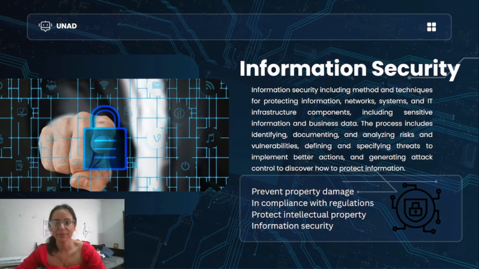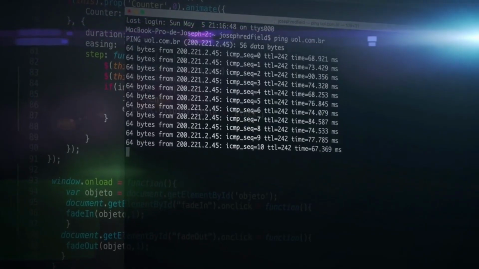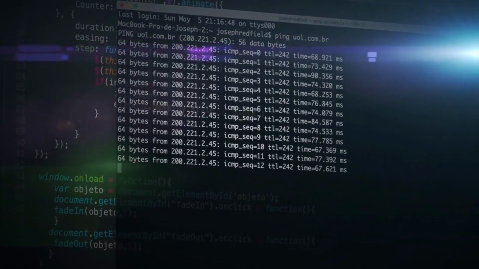Information security, including methods and techniques, is about protecting information, networks, systems, and IT infrastructure components, including sensitive information and business data. The process includes identifying, documenting, and analyzing risks and vulnerabilities, defining and specifying threats to implement better action, and generating attack controls to discover how to protect information. Information security is important because it prevents property demands.